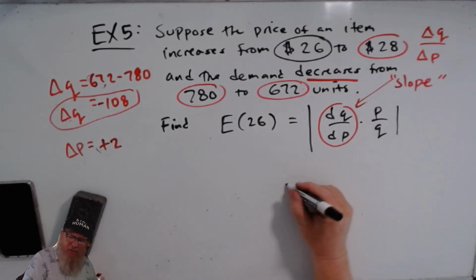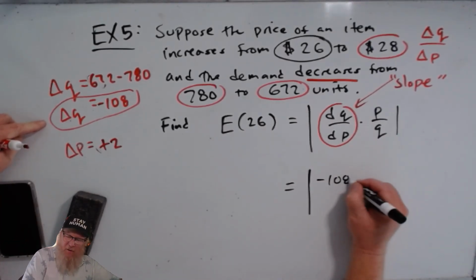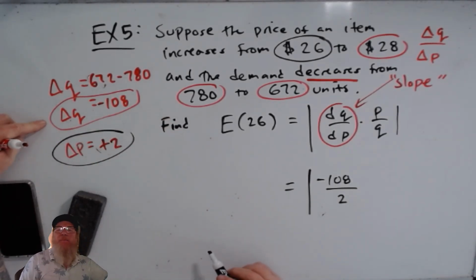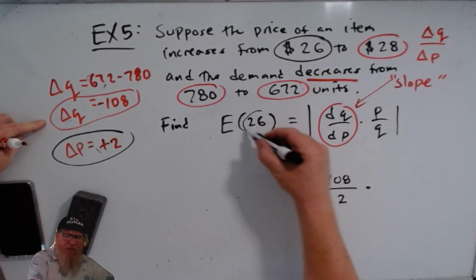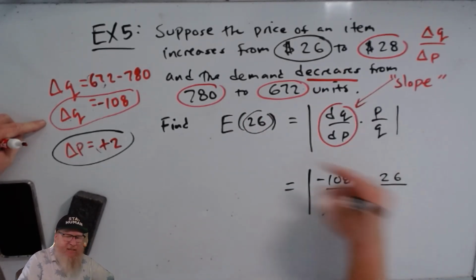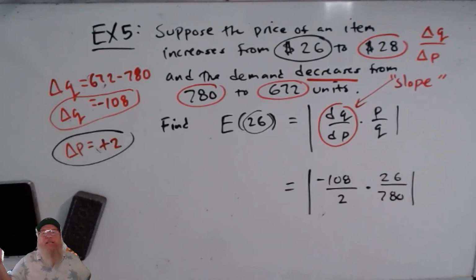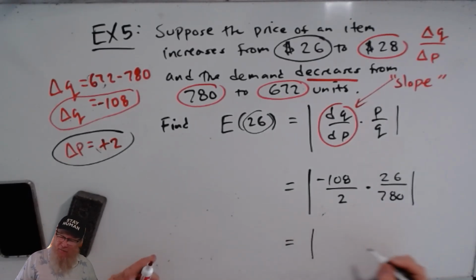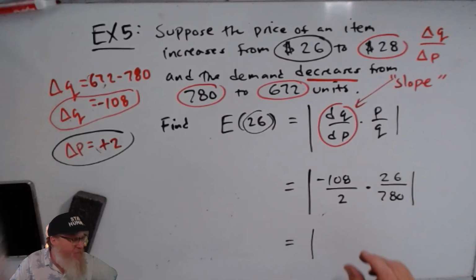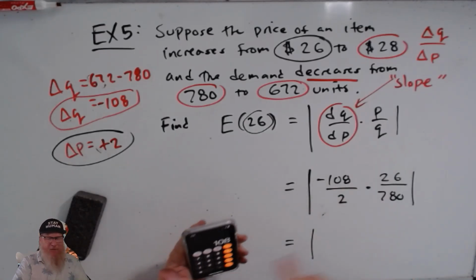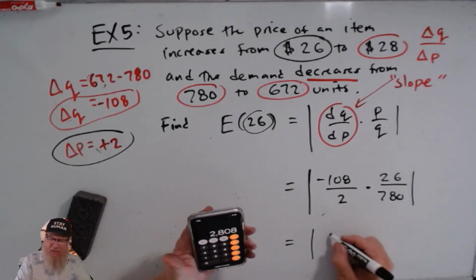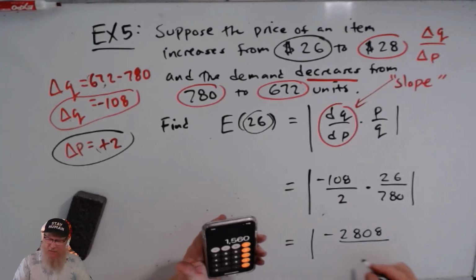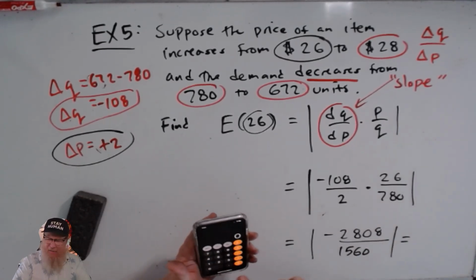All right. So this is just slope, negative 108 over positive 2. That's my slope. Times, and then I'm going back to when the price was $26. So the price is 26. The demand was 780. And notice I really didn't do any calculus. I just did some algebra. And that is fine. You could simplify all of this, spend 5 minutes doing that if you want. I'm not going to. I'm just going to multiply 108 times 26. It's all going to work out in the end. 2,808. And then I'm going to multiply 2 times 780. 1,560. And then I'm going to divide them.